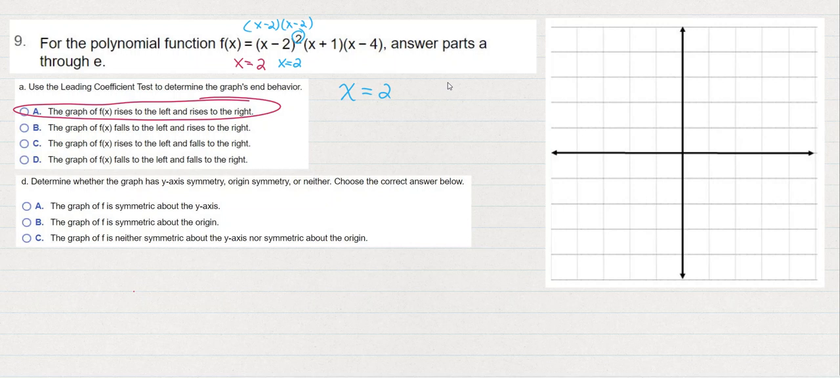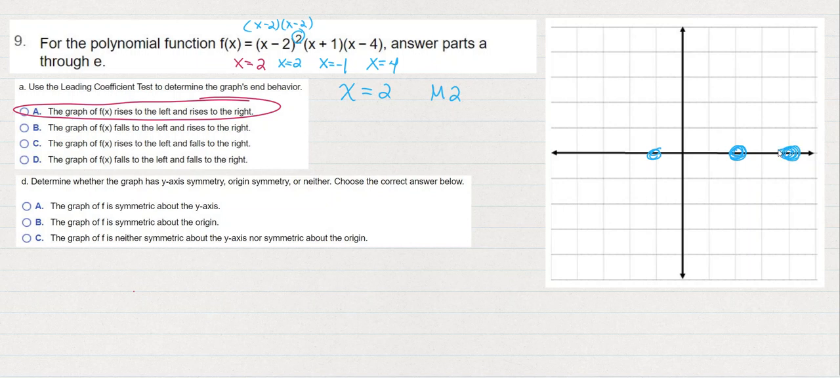But if we were talking about this as a 0, we could say that it has multiplicity 2, right? And then x plus 1 gives us the 0, x equals negative 1. X minus 4 gives us a 0, x equals 4. So I could graph these points 2, negative 1, and 4. There's our zeros.